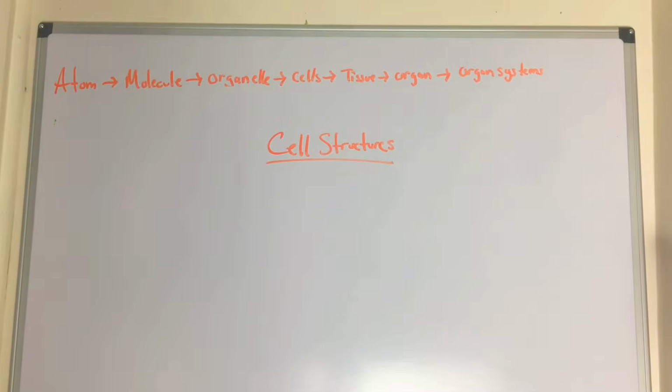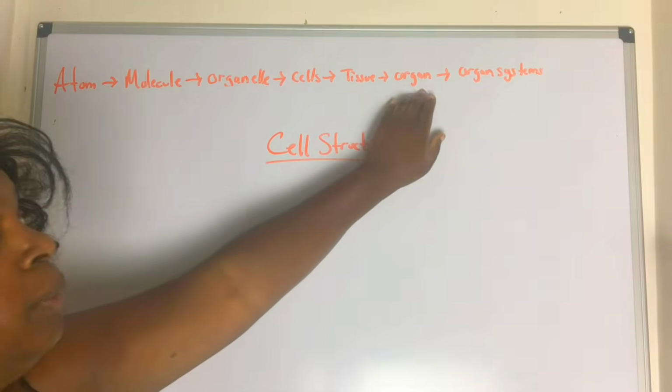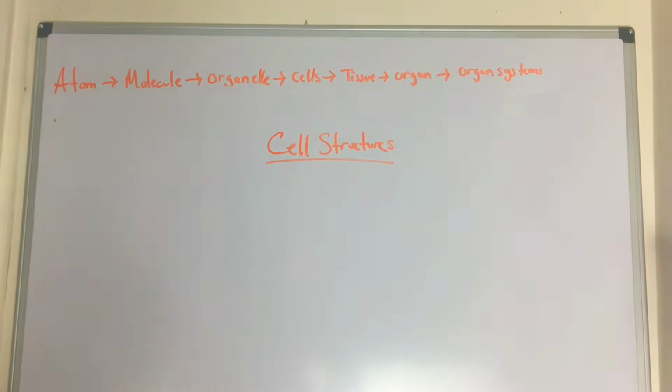Now, on a very molecular level, here's the biology hierarchy again. Atoms make up molecules, molecules make up organelles, organelles make up cells, cells make up tissues, tissues make up organs, and organs make up organ systems, hence the human body. So I mention that because of organelles. We're going to talk about cell structures.